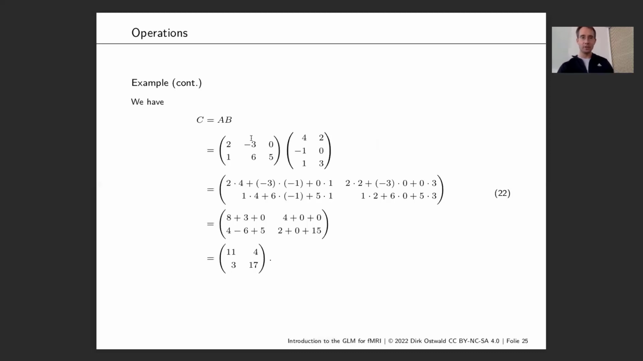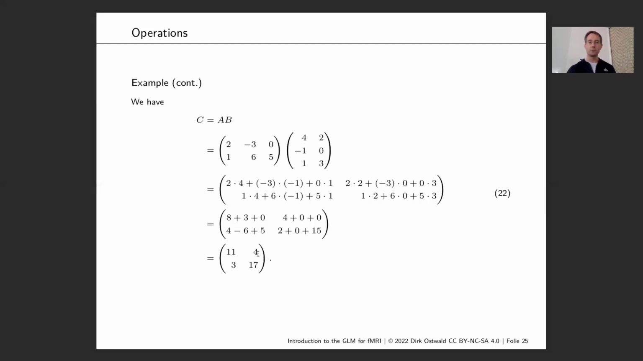Good, so let's have a look. A times B. We want to compute this first element here in the upper left corner. So we take the row 2, minus 3, 0 and consider this column here. And as I said, we swap this in our head by 90 degrees and overlay it here. So we have 2 times 4, minus 3 times minus 1, and 0 times 1. And then we add them all up. So that's 8 plus 3 plus 0. Then we are at 11.